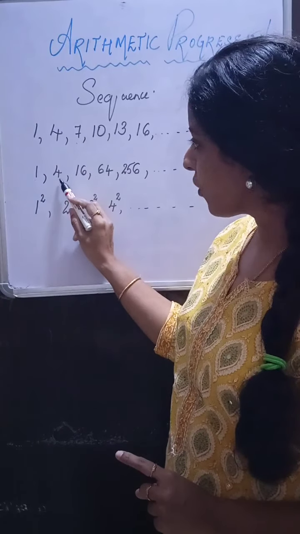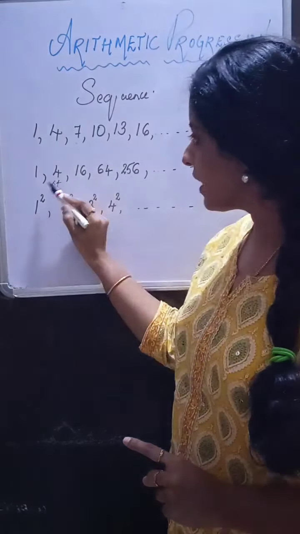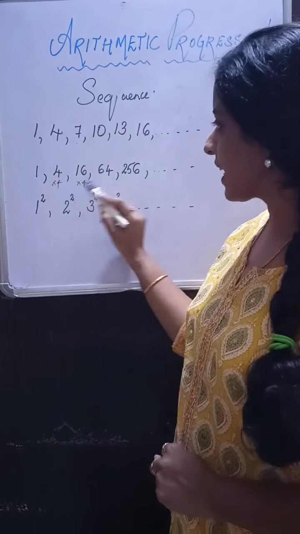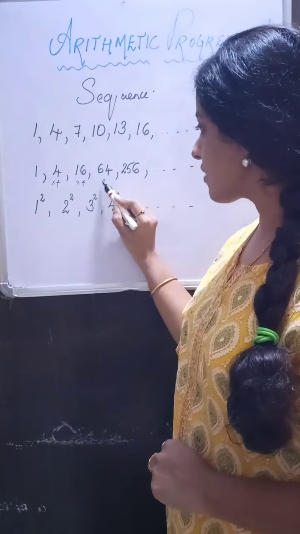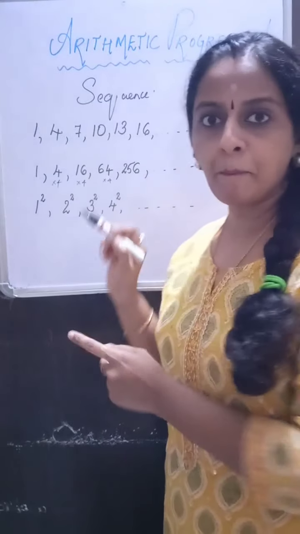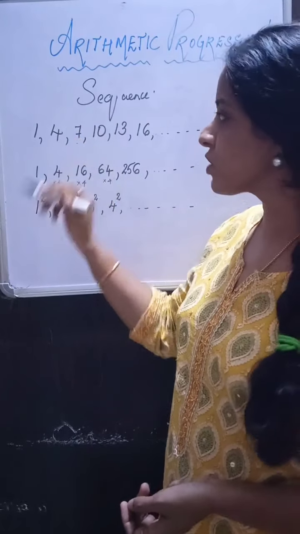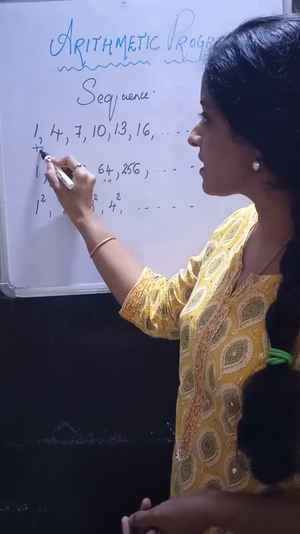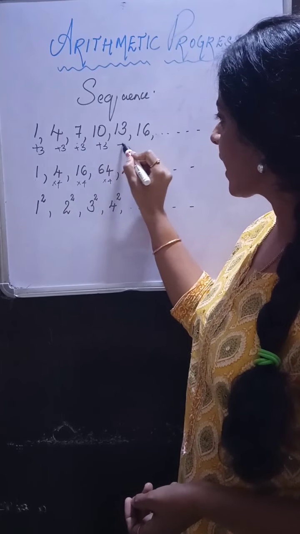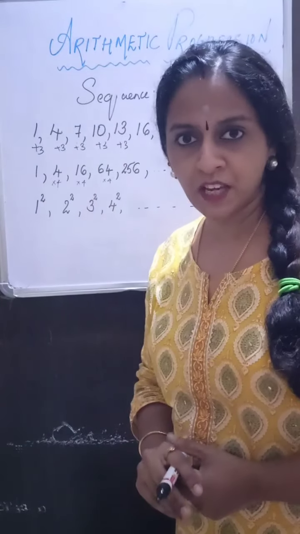1 into 4 will give you 4. 4 into 4 will give you 16. 16 into 4 will give you 64. 64 into 4 is giving you 256. So here the pattern is in another way. In the first case you saw that when you added 3 to each term, you got the next term. So this is one type of sequence.